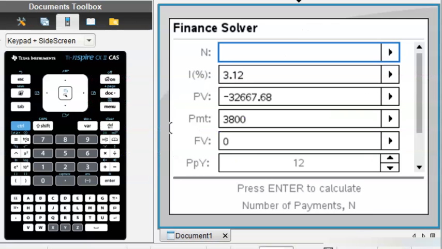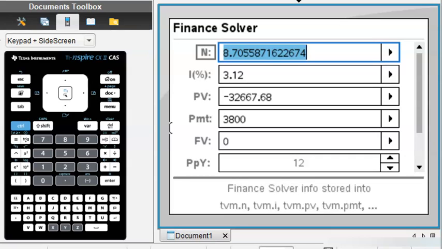So I've transferred that information into the finance solver, and now when I solve for N, I get N is 8.7. And so that little piece of information about the final payment being slightly smaller than the rest means here I'm going to get 8 full payments of $3,800 and then 1 final payment of a little bit less. I can tell that by 8 full payments plus a little bit more, and it wouldn't matter what that decimal place was, as long as we're talking about being above that value of 8.